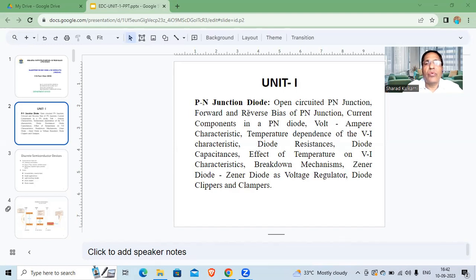And we are going to discuss forward bias, reverse bias, current components in PN diode, volt-ampere characteristics, temperature dependence of VI characteristics, diode resistance, diode capacitance, effect of temperature on VI characteristics, breakdown mechanism, Zener diode as a voltage regulator, and applications of the Zener diode, and diode clippers and clampers. These topics we are going to study. First, we shall see the open circuited PN junction.